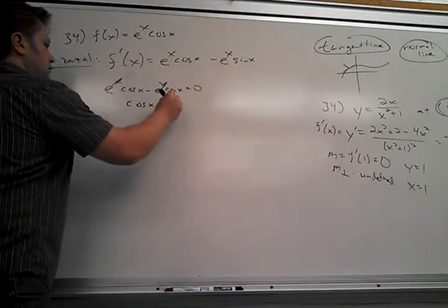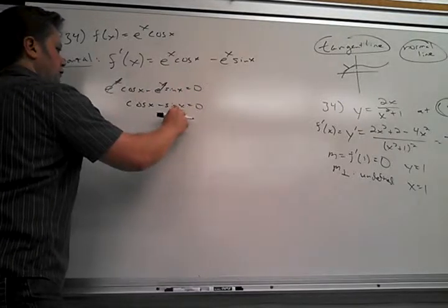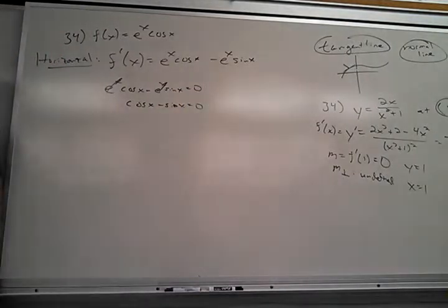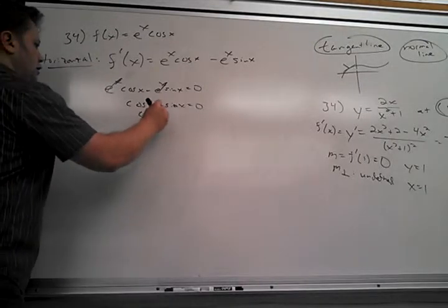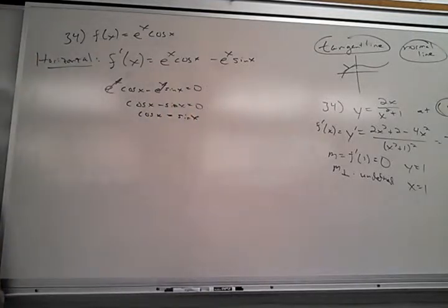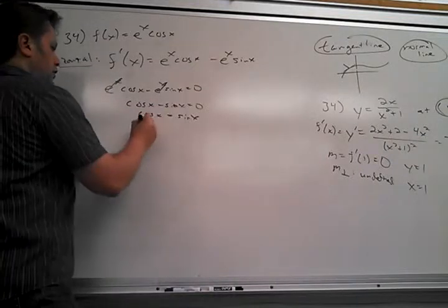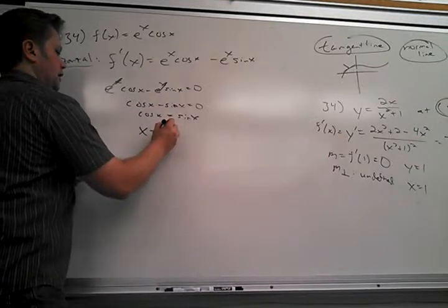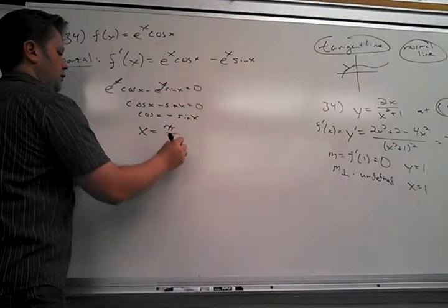So then cosine x minus sine x equals 0. How do I solve that? Tangent: we can move sine to the other side and divide by cosine to get tangent equals 1. Or you know where cosine x equals sine x: 45 degrees. These two equal each other at the base angle pi over 4.